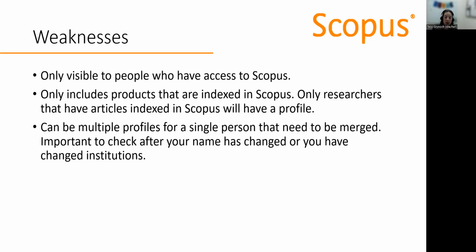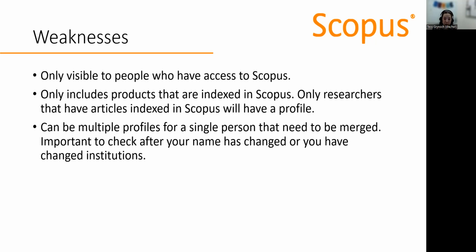Scopus profiles are also only visible to people who have access to Scopus. We are lucky here that we do have access, so everybody here at UMass Chan is able to see them. And it only includes products that are indexed in Scopus. So it's not going to be a complete record of everything that you've ever published if there are articles that are in journals not indexed in Scopus, or you were hoping to include data sets on a profile, for example. It's not going to be able to include those.